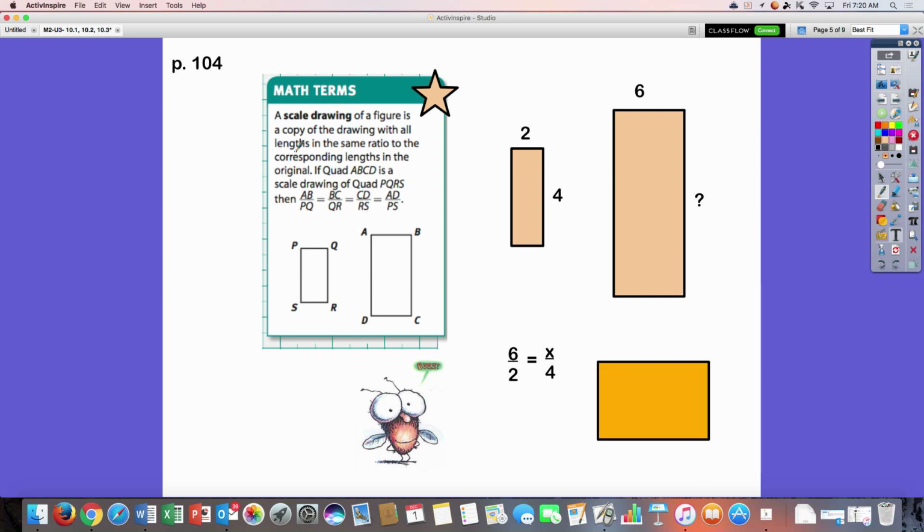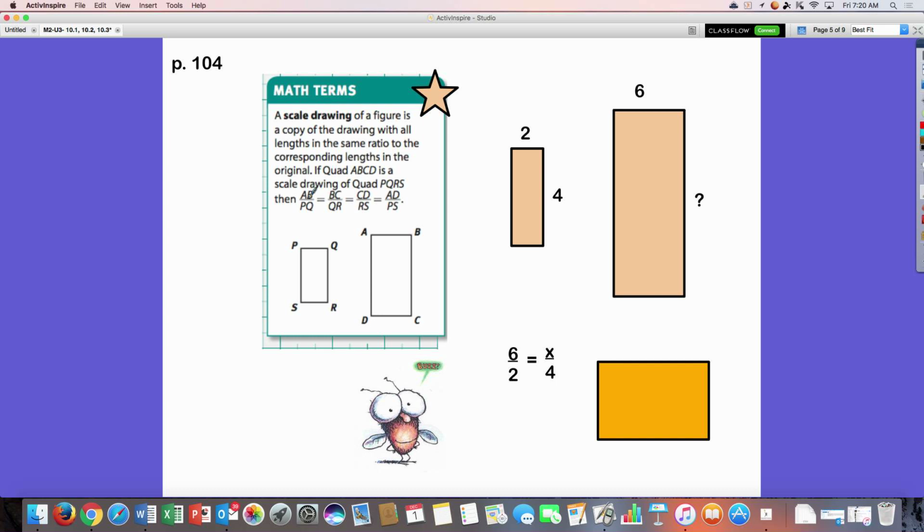All right, I'm on page 104 now. I know you'd be happy that I'm cutting out a lot of information here for you. I'm going to put a star next to this. A scale drawing is a figure or copy with all the lengths the same. When it's the same ratio, that means corresponding lengths are the same.